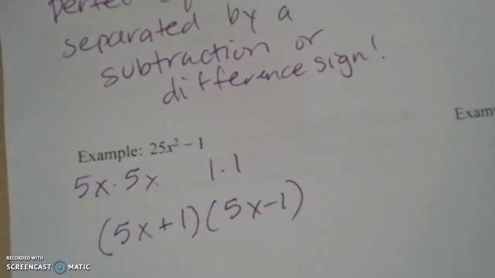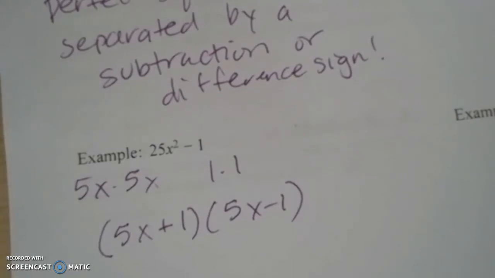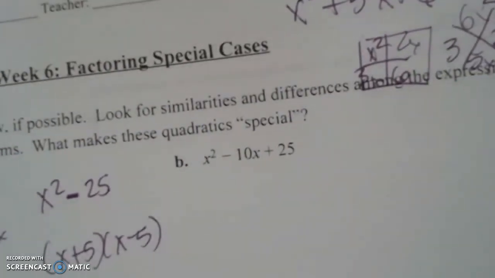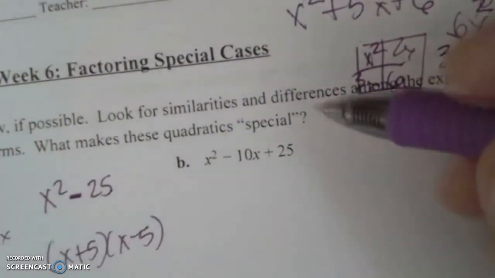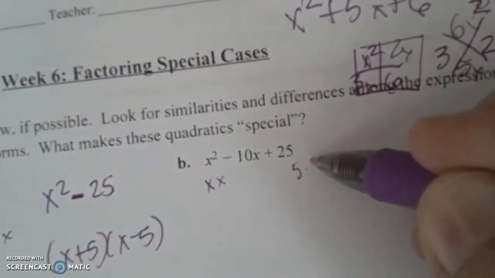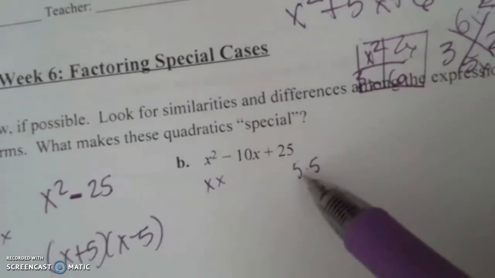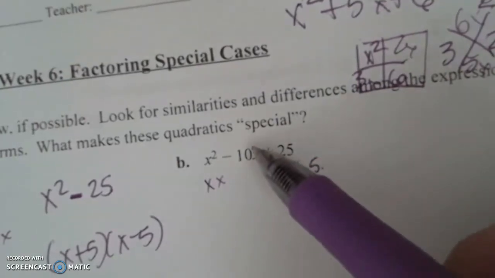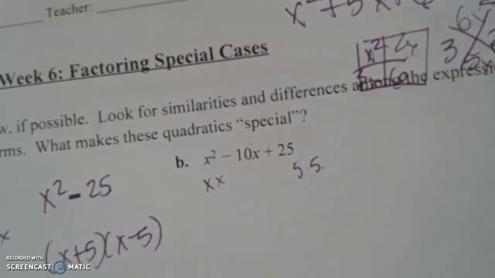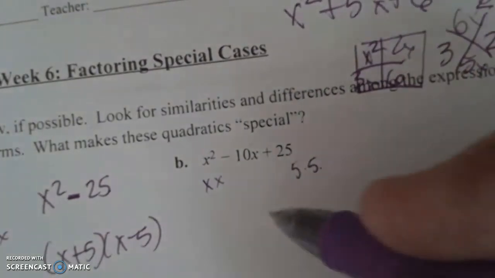The second part is called a perfect square trinomial. Okay, so perfect square trinomial. And how this works is, we see that this is a perfect square, x and x. We see that this is a perfect square, 5 and 5. But notice these numbers, 5 plus 5, add together to make 10. So what's the little rule on this one?